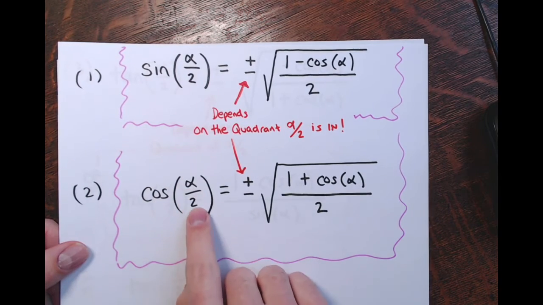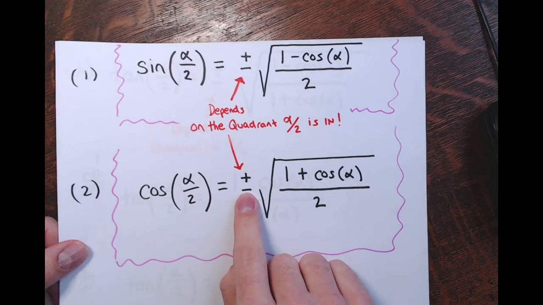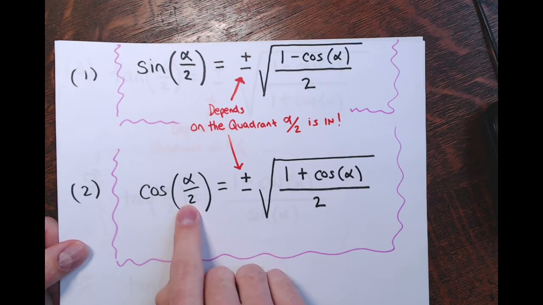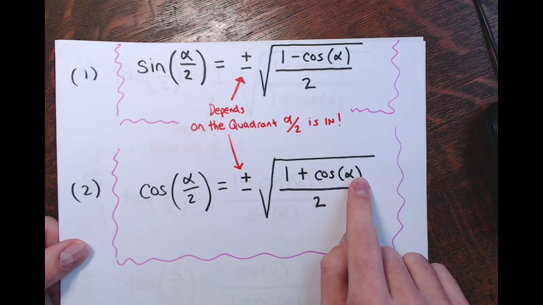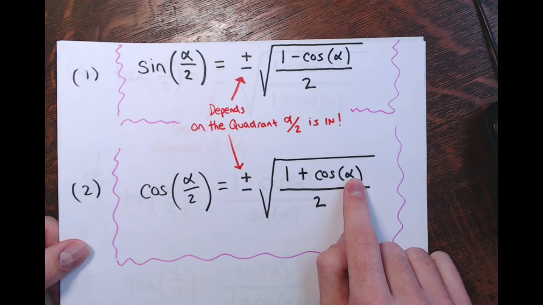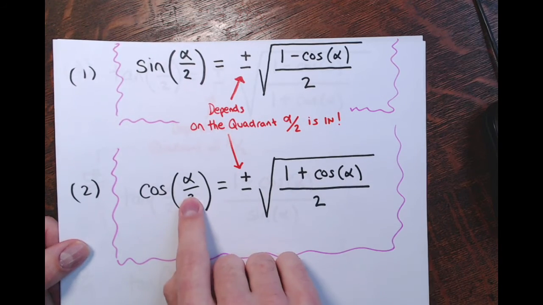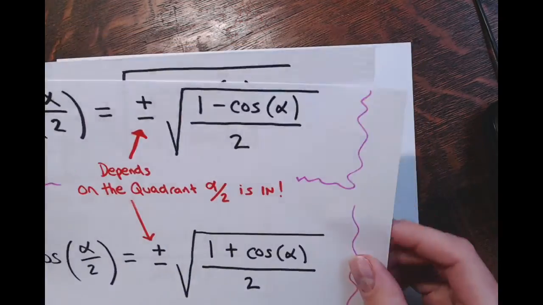The cosine of half of alpha, half an angle, is again plus or minus, and you choose plus or minus. This all depends on what quadrant the angle you're taking the cosine of is, this half angle. Then you have the square root of 1 plus the cosine of alpha over 2, and again the angle in this cosine is double the angle in that cosine on the left.